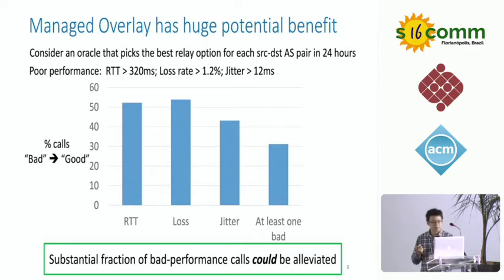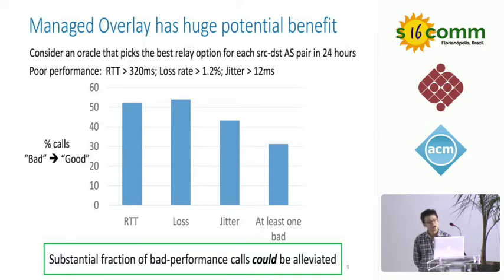Now, this graph shows the result by different metrics, and we see that in terms of RTT and loss rate, managed overlay could potentially reduce more than half of the calls that have bad network performance. We also consider a more stringent metric, where a call's performance is bad as long as one of the metrics is bad. On the last bar, we see that even on this stringent metric, managed overlay can still reduce more than 30% of the calls with bad performance today. So, selecting the best relay option in managed overlay could lead to a great improvement in network performance.